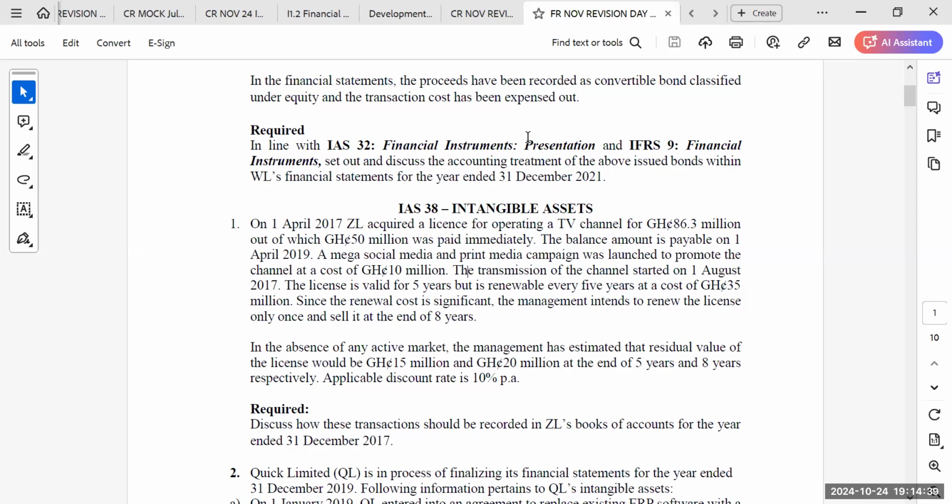So we have the issue of the renewal over there. If the renewal cost forms a significant part of the cost of the assets, the management will not intend to renew it. So since there is no renewal, we'll have it in our books that this asset is going to last for 5 years with us, and then we just sell it at the end of 5 years. Okay.